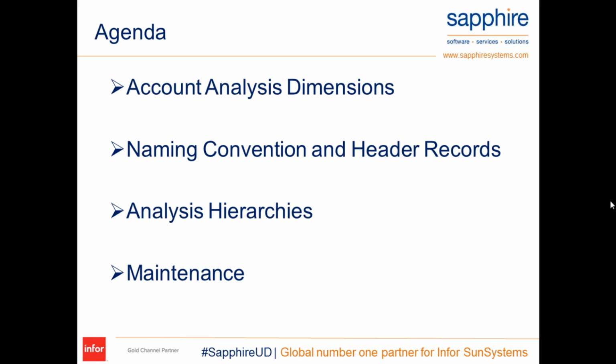The third aspect I'll be covering today is analysis hierarchies. The analysis hierarchies part is more relevant just for SunSystems 5 and 6 users. This is unfortunately not available within SunSystems in Sun 4, but I will of course tell you what alternate things you can use in Sun 4. Analysis hierarchies give you an additional level of reporting, and I'll tell you how they can be used in your system.